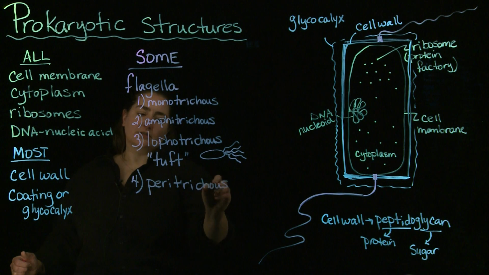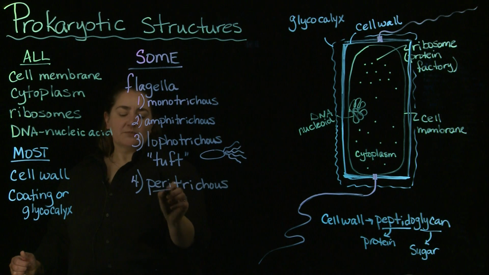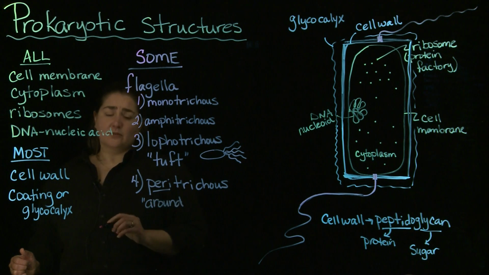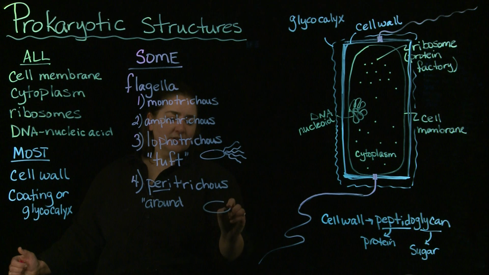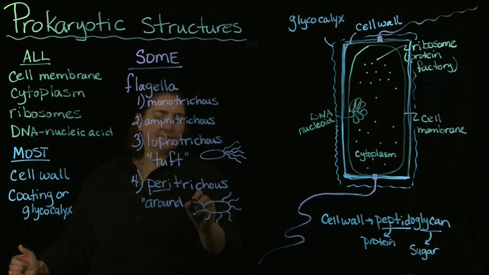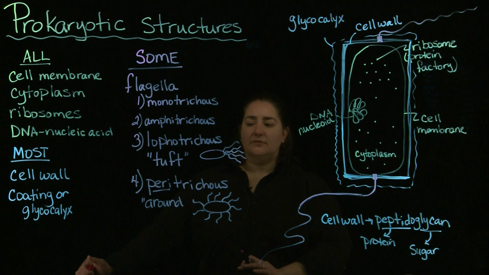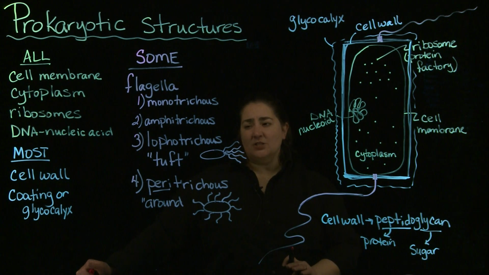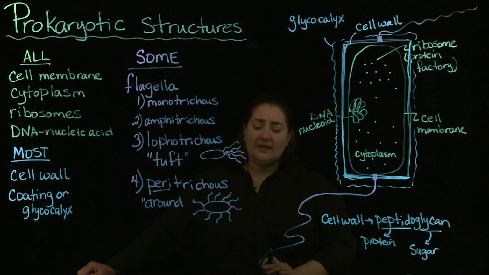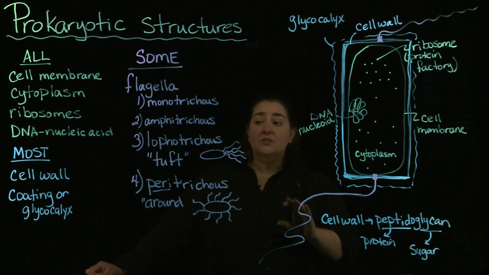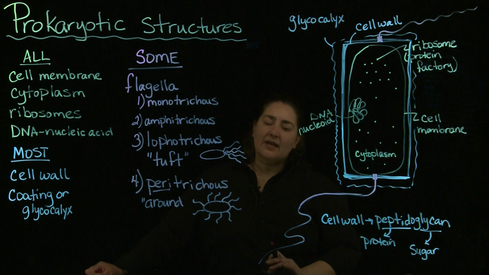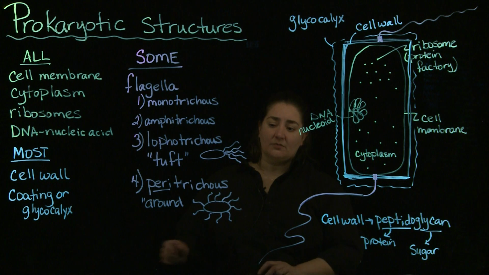And the last arrangement we have is going to be peritrichous. All right. Anytime you see peri, it means around. All right. So if we draw a little bacteria here, a bacteria that would be peritrichous would have flagella coming off all over. All right. So we've got four classifications. Not all bacteria are going to have flagella. But those that do, that gives us another level of classification we can use to identify the different structures associated with the bacteria.